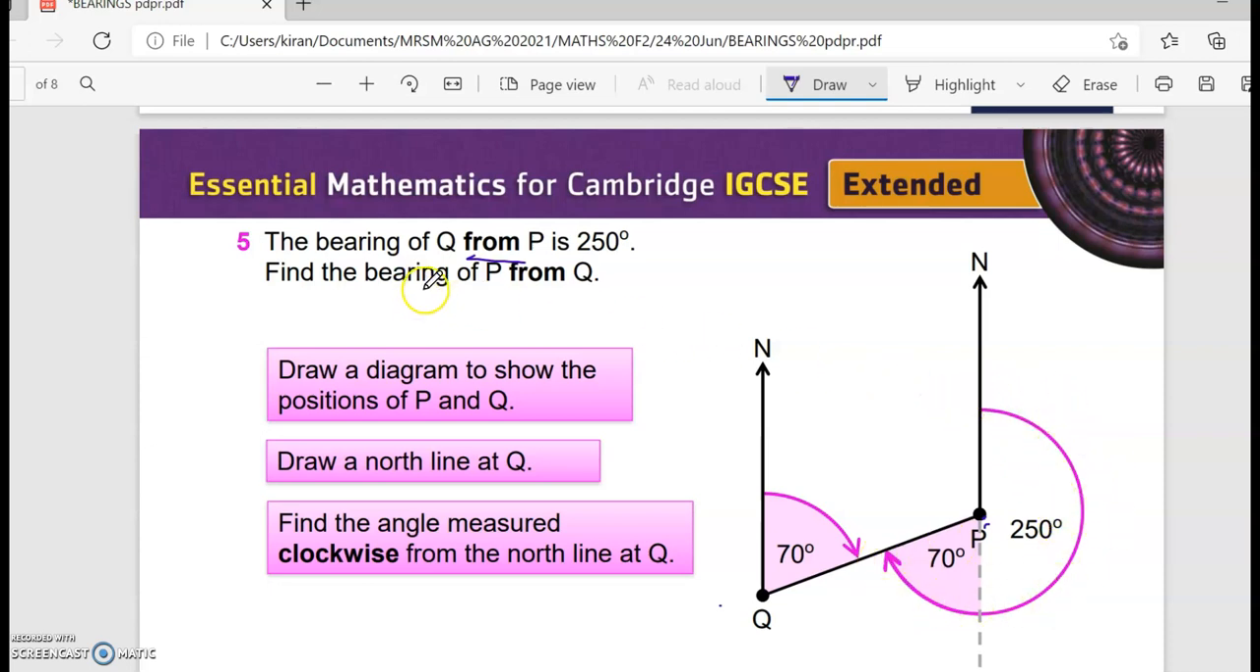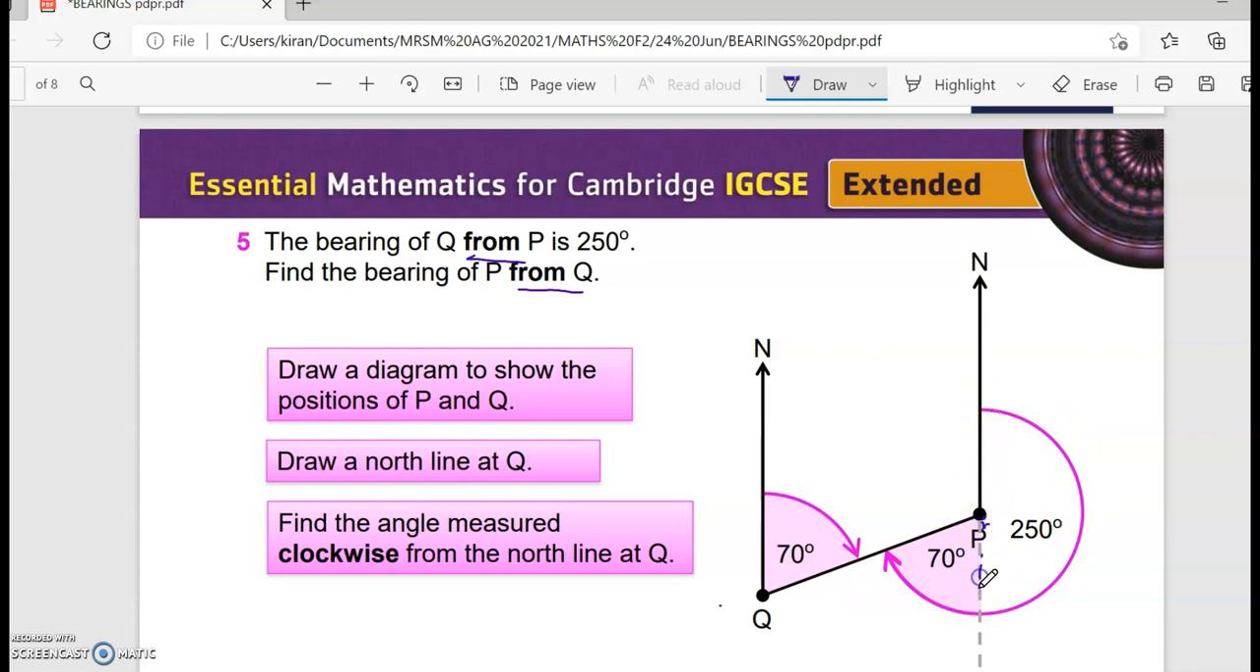Okay, and then find the bearing of P from Q. So draw a diagram to show the positions of P and Q. And then the question asks from Q, so we have to draw a north line at Q. And we find the angle measured clockwise from the north line at Q. Okay, so this one is 250.